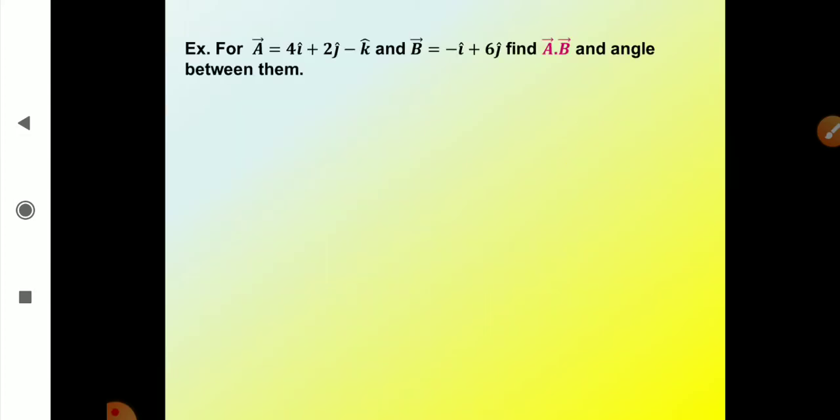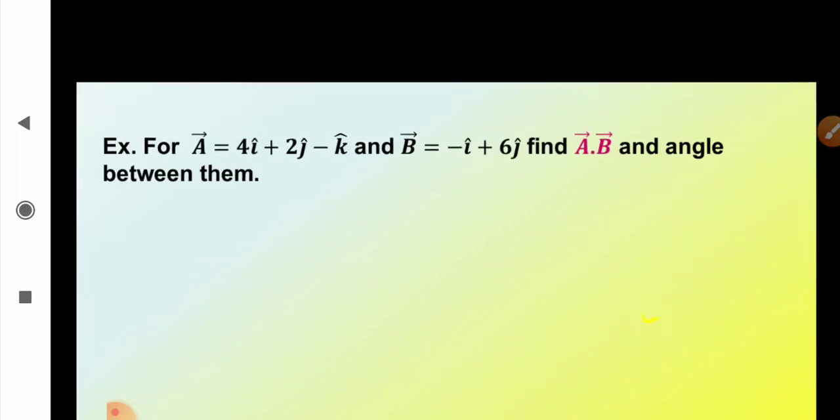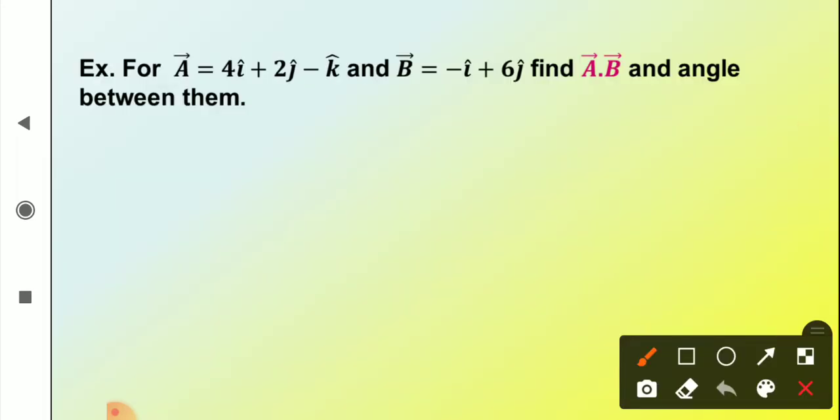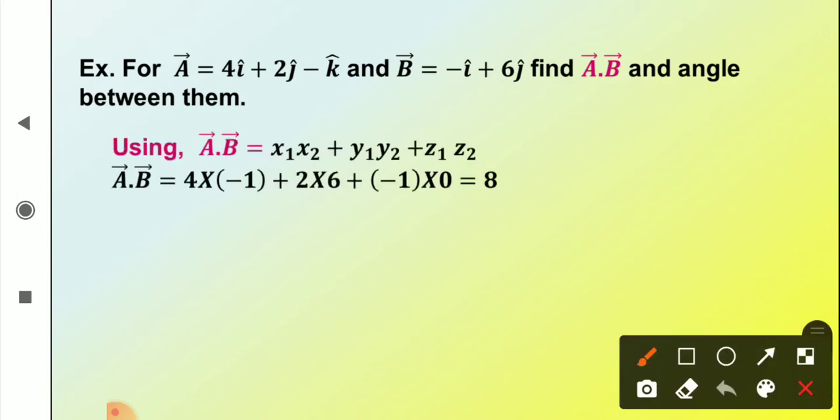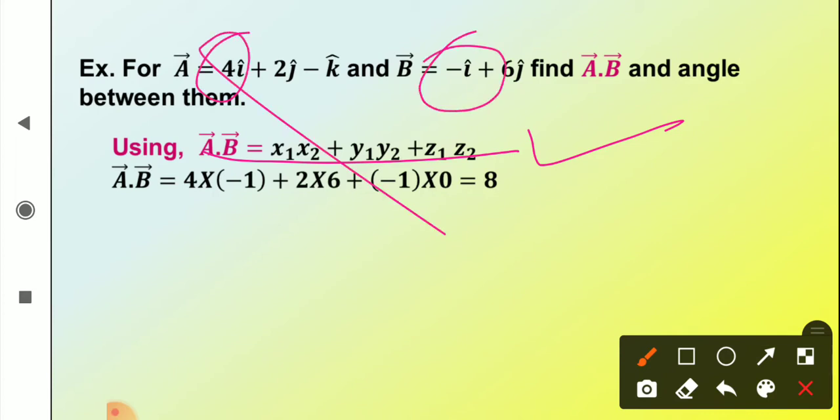And now let us take an example. So now it gets clearer to you. For vector A is equal to 4i cap plus 2j cap minus k cap and B is equal to minus i cap plus 6j cap, find scalar product vector A dot vector B and the angle between them. Two things I want to find out. So first use the formula, this one straight away. Multiply the coefficients. Multiply the coefficients of i.